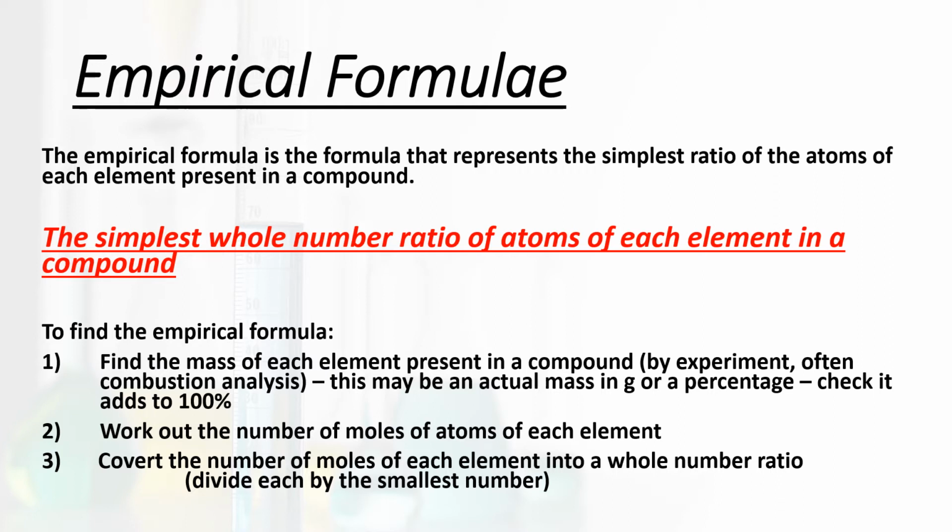So we're going to use our equation that the moles is equal to mass divided by Mr, or Ar in this case because we're dealing with an element. And then once we've worked out the moles, we're going to convert these number of moles into a whole number ratio. Essentially look at the ratio of those moles, and a really simple way to do it is just to divide each of the mole values by whichever the smallest one is, and this should give you a whole number ratio.